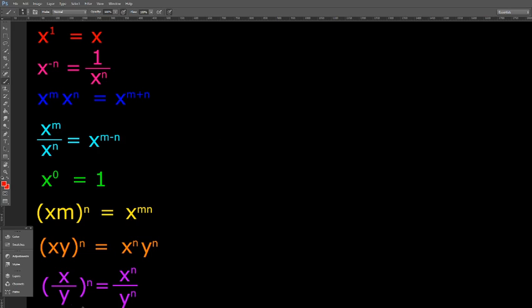But we've got 8 basic laws here, and I'm going to try and keep it in the color of the law that I'm working with. That way it'll make the video less confusing. If you have to navigate, that should make it easier.